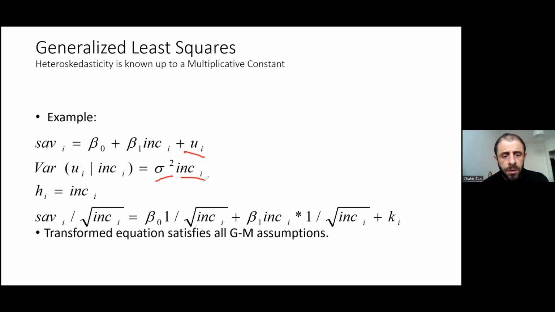Why the square root of income? Because it's the variance that is a function of income, which means that the standard deviation is a function of the square root of income. So if I divide all the variables by the square root of income, my new error term, which is k, does not include income anymore, which means that its variance is constant. But now all the variables will have to be expressed in terms of the square root of income.